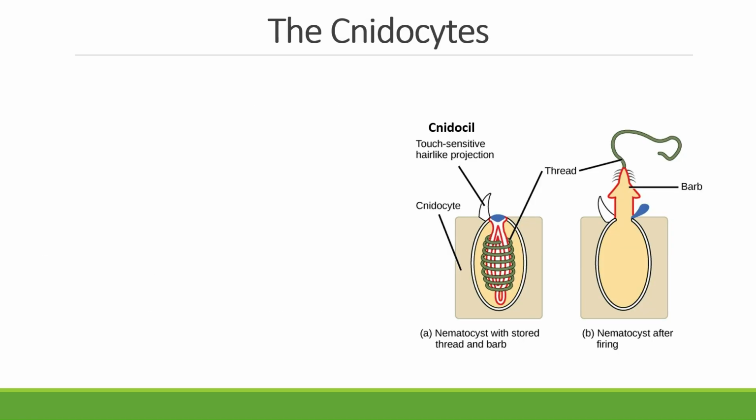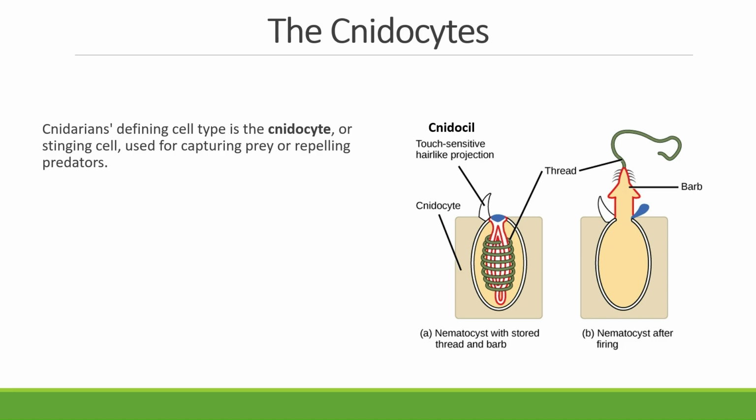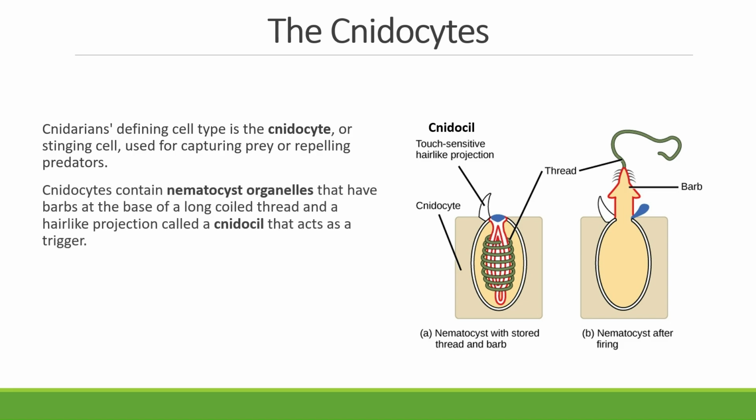Arguably, the most important innovation in cnidarians is a unique cell type found nowhere else in the animal kingdom, the cnidocyte, or stinging cell. These cells are the reason the phylum is named Cnidaria. Each cnidocyte contains a specialized organelle called the nematocyst. Inside the nematocyst is a long coiled thread with barbs at the base. You can see the barbs right here. A tiny hair-like projection called the cnidocyl, seen here, sticks out from the cell surface before the thread is released.